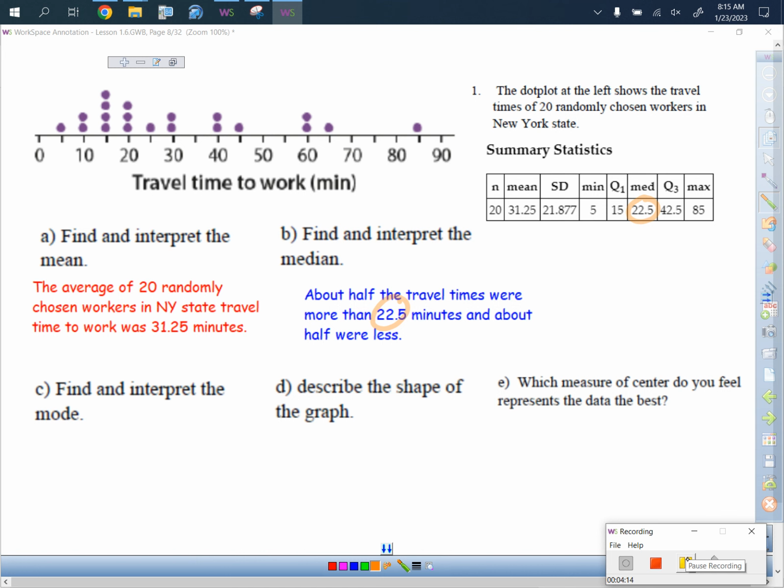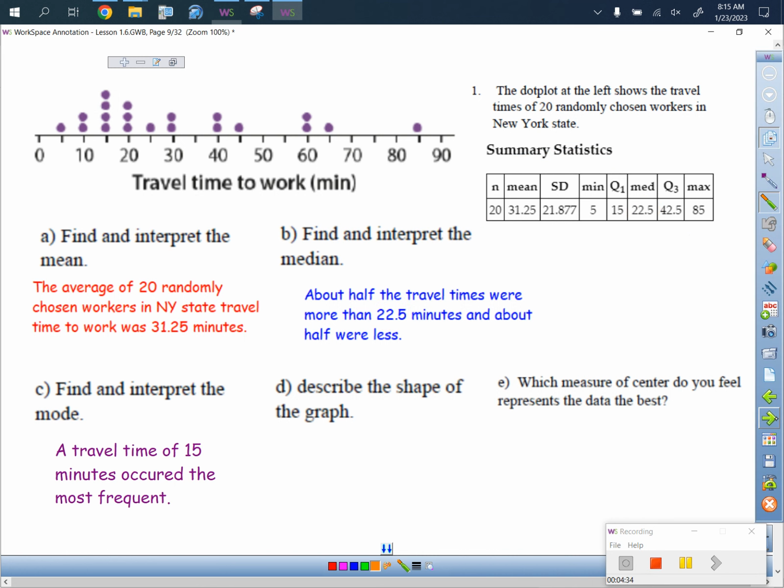Then it says, find and interpret the mode. Would you believe in this chart? Oh, no, there is no mode. You have to read the dot plot. Which one showed up the most in the dot plot? Like, where's the highest dots? 15, right? You see that that's the highest dot. So we'll say a travel time of 15 minutes occurred the most. A travel time of 15 minutes occurred the most.